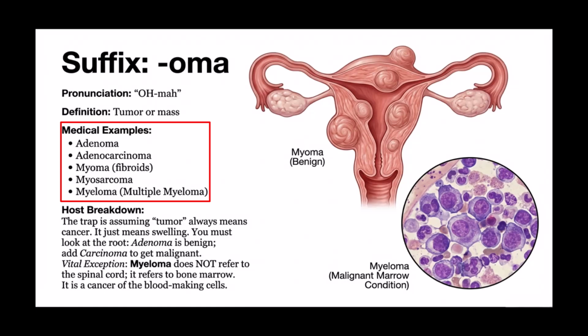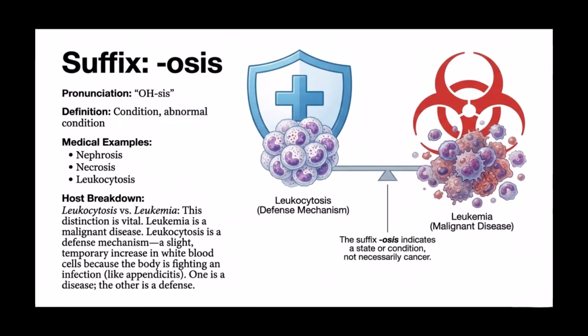You got it. But the text notes a big exception here, myeloma. Now, myel usually means spinal cord, right? Usually, yes. But in the term multiple myeloma, the root myel actually refers to bone marrow. So it's not a spinal cord tumor. No, it's a malignant tumor of bone marrow cells. That's a classic trick question on exams. Good catch.